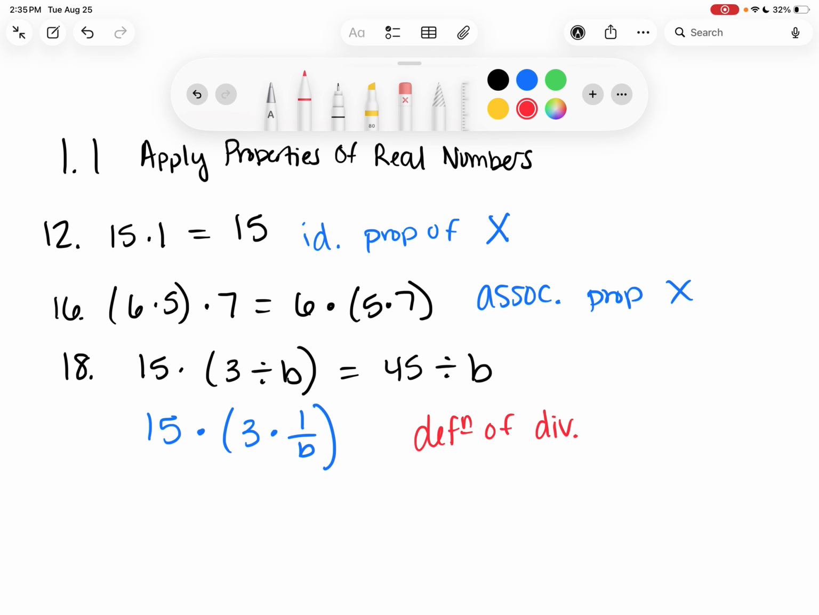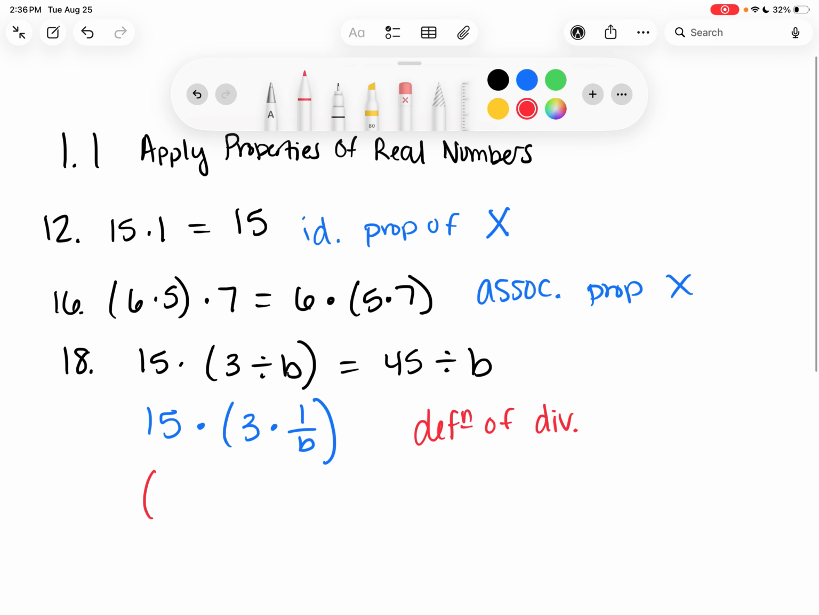And the temptation right off the bat is just to go, oh, well, with the parentheses, I can just do 15 times 3 and I get 45 and I'm done. Yes, as far as the quick math goes, that is what we would do. But as writing out the steps of why we're allowed to do it, we can't do it that way. So, the next thing I'm going to do is move the parentheses from being around 3 times 1 over b over to being around 15 times 3. What property allows me to do that? Associative. Yep. So I can move it over here, and that would be the associative property of multiplication.